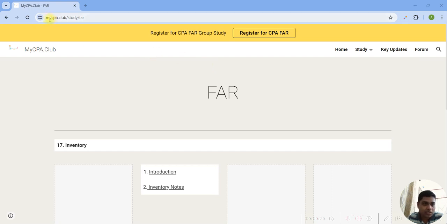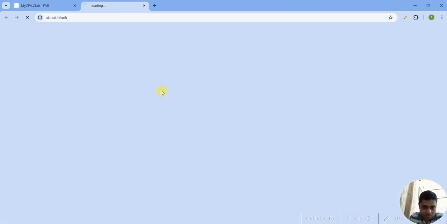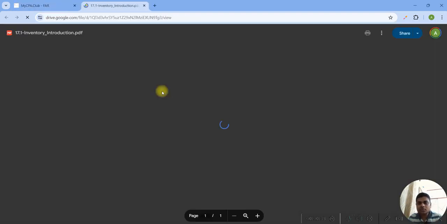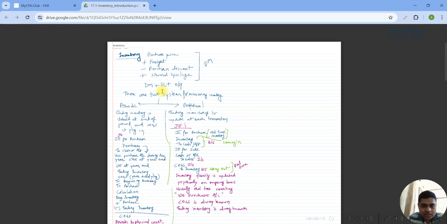To start with, you have to log into mycpa.club, and from here you can reach the FAR section where you have inventory as a topic. Let us see what all things we are going to study in this topic of inventory. This is a quick layout of what we are going to study.